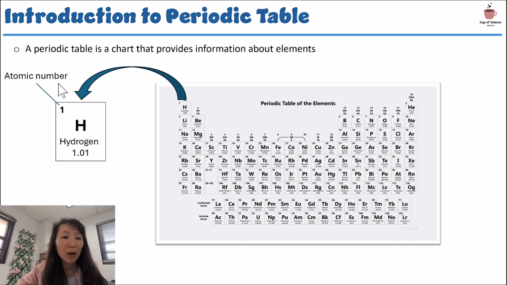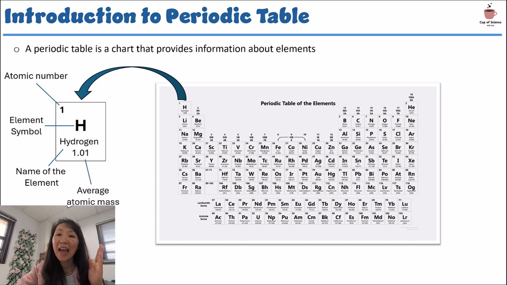Well, that number 1 in that corner, that's your atomic number. That is the number of protons present in an element. That H is the element symbol for the name hydrogen, right? And the number below that, 1.01, is the average atomic mass, okay? The average, not just atomic mass, but average atomic mass.